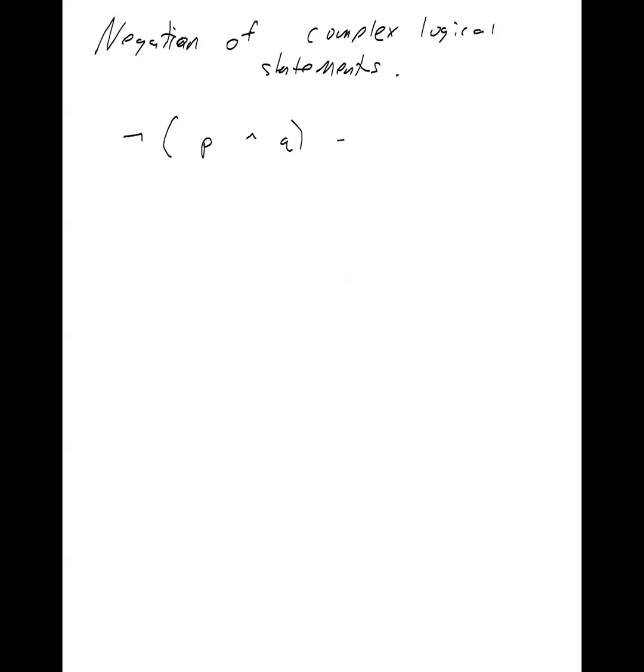The negation of P and Q is equal to, so think about this logically first. If somebody said, I have a PhD in chemistry and I have a PhD in physics, that's what their claim is, right? Their claim is they have both. So there's multiple ways that they could have a false claim. What's one of the ways that their claim could be false?